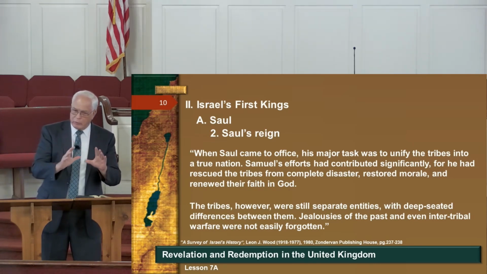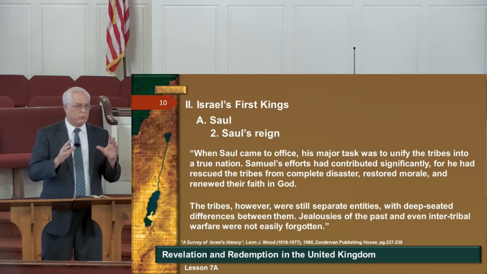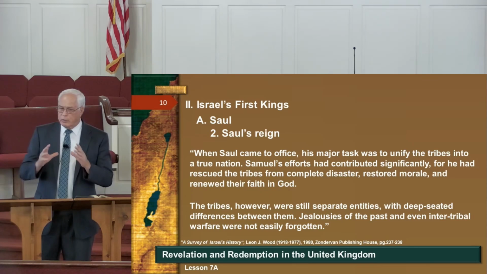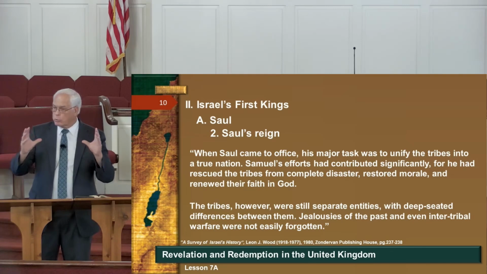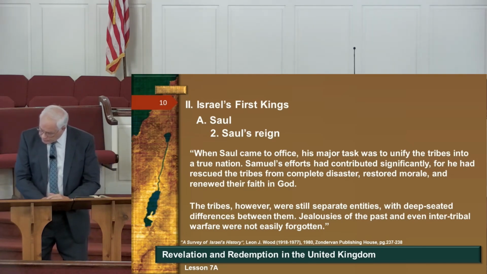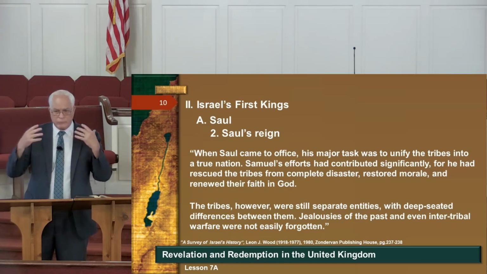That happened in the time of Judges, but Samuel's also part of the time of the Judges, and Samuel's in charge as well, still trying to keep the nation together, to work together, to serve together at the tabernacle. Still a challenge here. Saul is now the king, and Saul is in charge of what? The 12 tribes now, together, and trying to work with them. But if you see here, the tribes, however, were still separate entities with deep-seated differences between them. Jealousies of the past and even intertribal warfare were not easily forgotten. It wasn't too long ago when they had that civil war among them, so the divisions were still there. So now he is stepping onto the scene to be their leader.